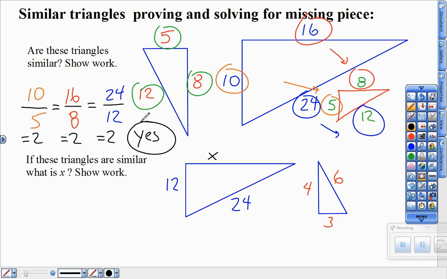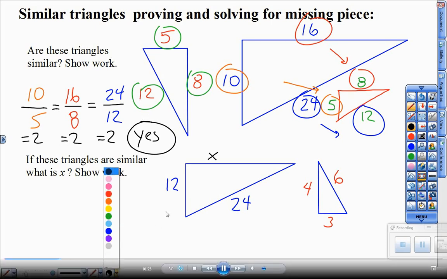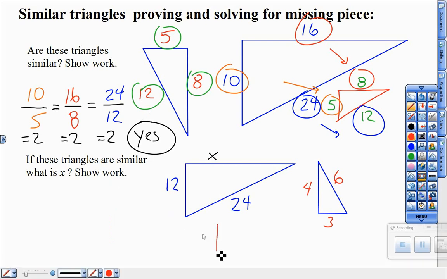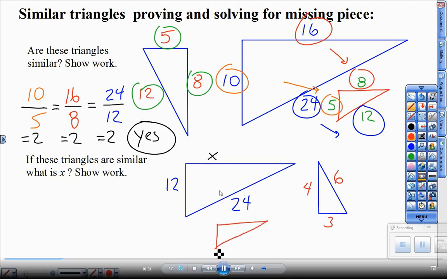Alright, next problem. I would like you to draw the triangle again to make it reflect the way the first one looks. And put all the numbers in the right places. 4 on top, 3 is the small piece, 6 is the slant. And then again, be consistent. For this ratio, you only have 2 fractions. And make sure one of them has the x in it.